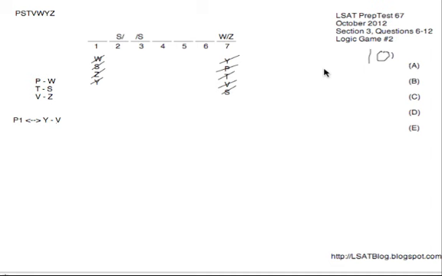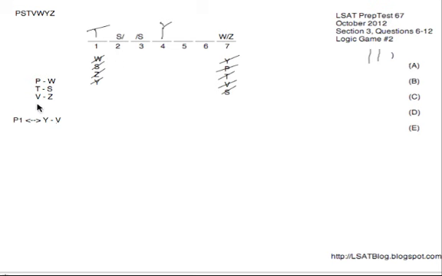Next, number 10. Where can't V go? Well, we know that V can't be on 7 because we have it indicated right here, and because V is always before Z, therefore choice E is our answer to number 10. Next, number 11. If Y is on 4 and if T is on 1, then what must be true?